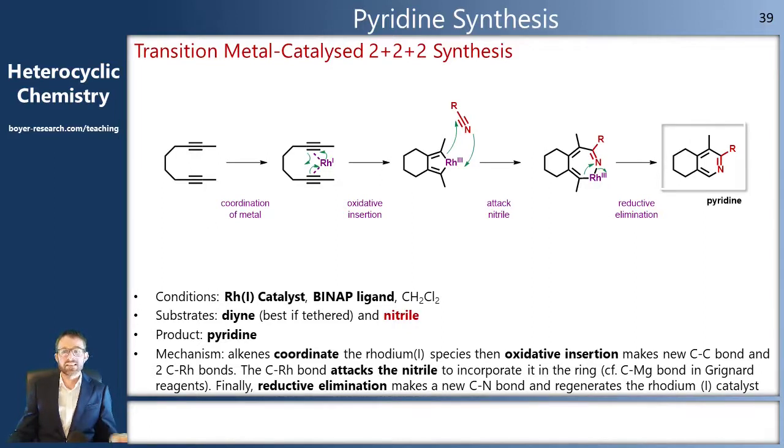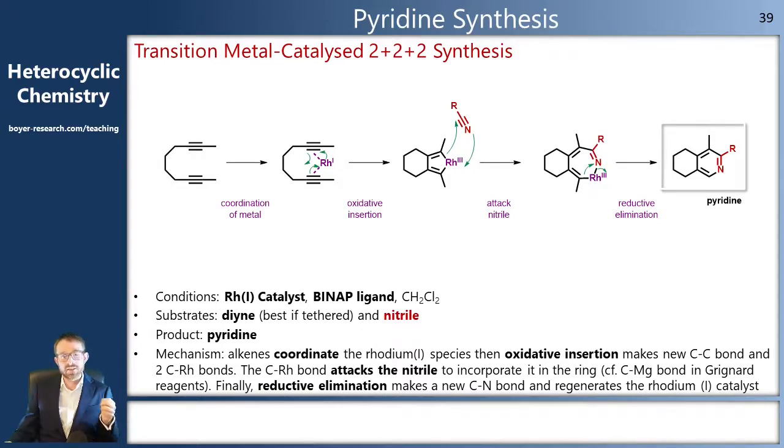So the rhodium sits between our 2 pi systems, and then it can undergo an oxidative insertion reaction where we make a new bond between the rhodium and the carbon of one of the alkynes. This breaks the alkyne bond and makes a new carbon-carbon bond between the 2 alkynes, which breaks the second alkyne and makes a new carbon-rhodium bond. The result is a 5-membered heterocycle with a rhodium atom inside.